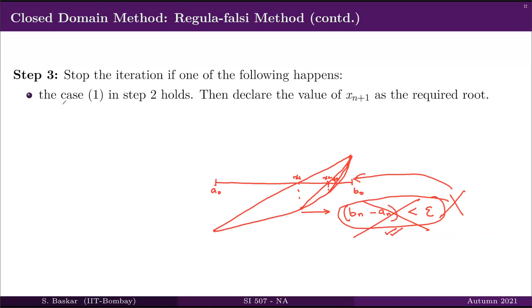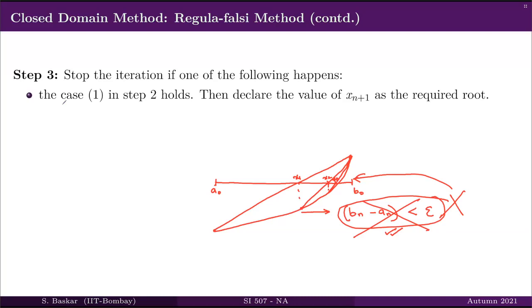If the first case happens, that is, at any n, if x_{n+1} coincides with the root of the equation, how will you see? You just substitute x_{n+1} into f and see if it is exactly equal to 0. You have no ambiguity. You will stop the iteration at the nth level itself. You will not need to worry about the interval [a_{n+1}, b_{n+1}], right?